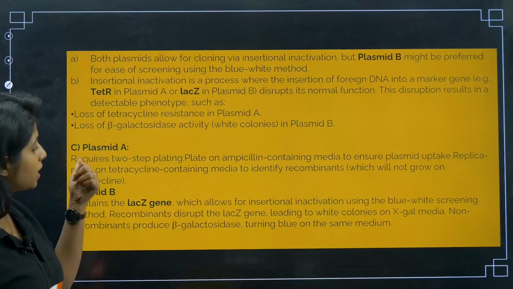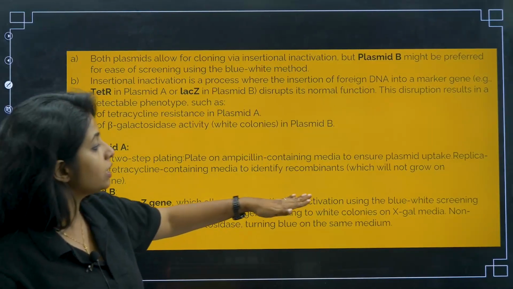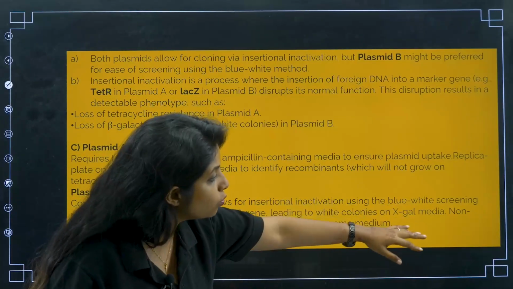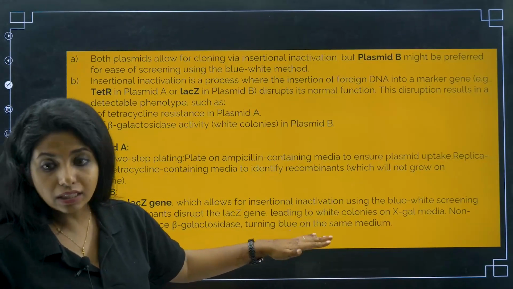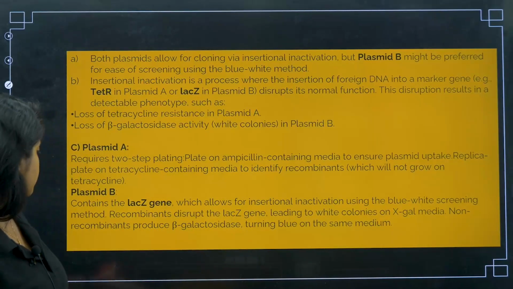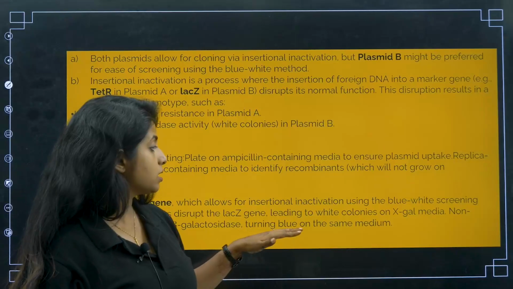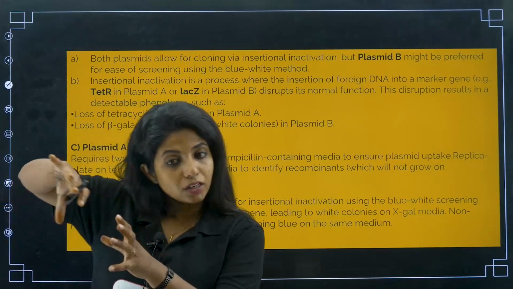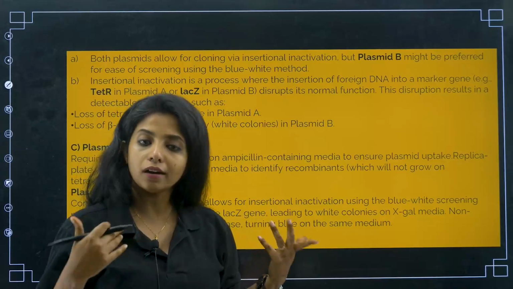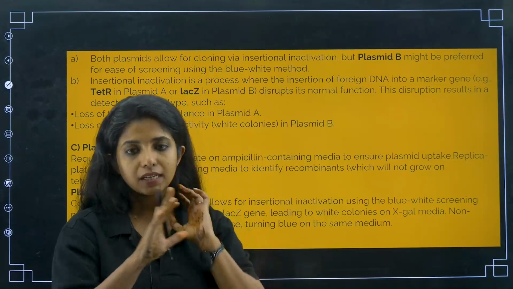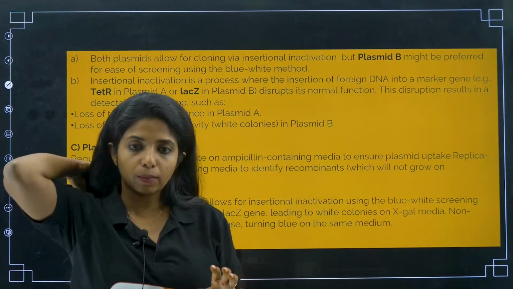Now, plasmid B contains the lacZ gene which allows for insertional inactivation using the blue-white screening method. Recombinant disrupts the lacZ gene leading to white colonies on X-gal medium. Non-recombinants produce beta-galactosidase turning blue on the same medium. So the one that is blue is a non-recombinant, and the one giving white colonies is a recombinant. It can be done in the same plate itself. You don't need different plates for that.